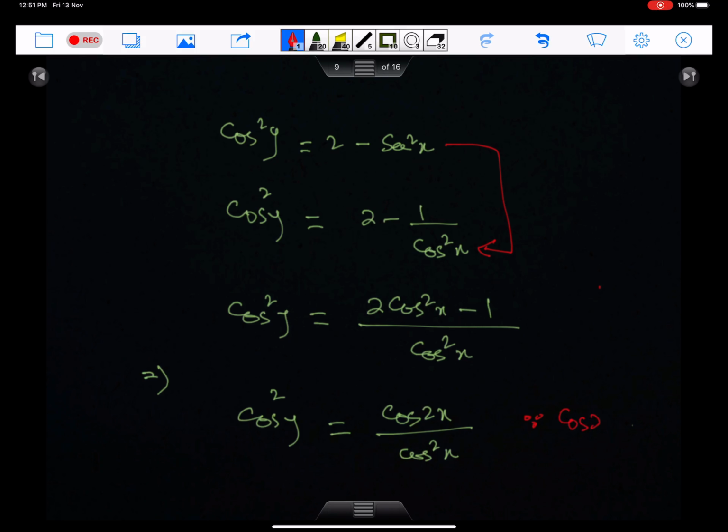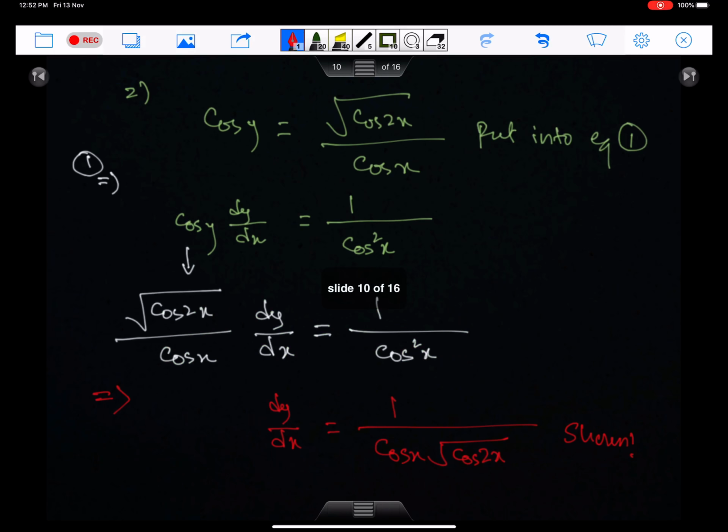Cos 2x is 2 cos square x minus 1, because 2 cos square x minus 1 is cos 2x. So I replace this numerator by cos 2x because of the double angle formula. Now we have to take square root because we need cos y. So by taking square root on both sides, we have got the value of cos y. This is the value of cos y.